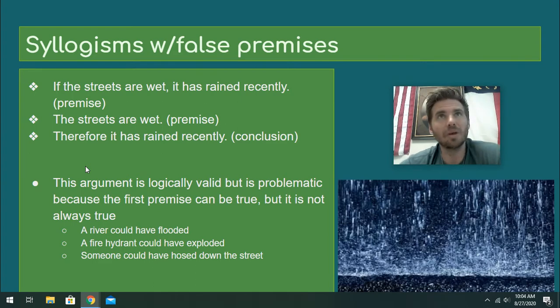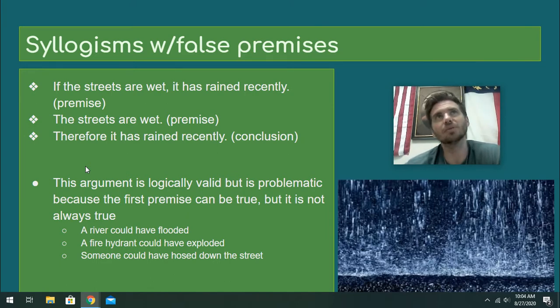But what we typically think of, see, the streets are wet, the road's wet. Okay, it must have rained through here. But it isn't always the case, there is the chance that it could not be true. So let's think about it this way. If the streets are wet, it has rained recently. Most of the time that is true, but it doesn't always have to be. A river could have flooded.